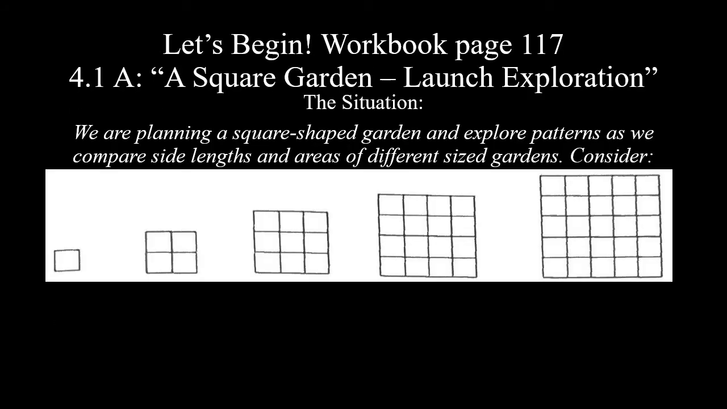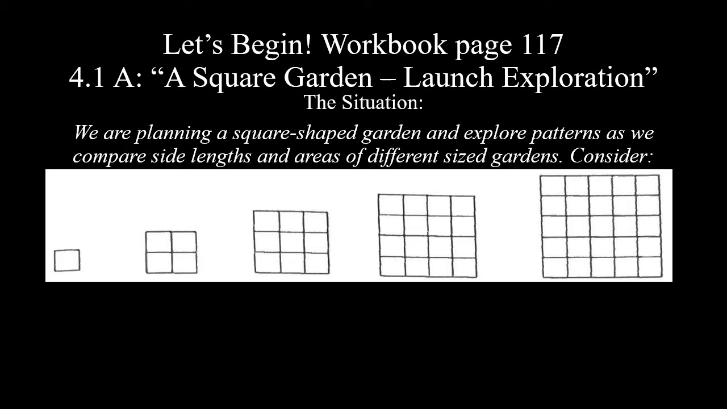So let's begin our study of quadratic functions. We're going to start on workbook page 117 for me. It might be different for you depending on the edition of your workbook, but it is called 4.1a, a square garden launch exploration. And this is the situation we're being asked to consider. We are planning a square-shaped garden and explore patterns as we compare side lengths and areas of different sized gardens. Consider, this picture is directly from your workbook. I took it right out.